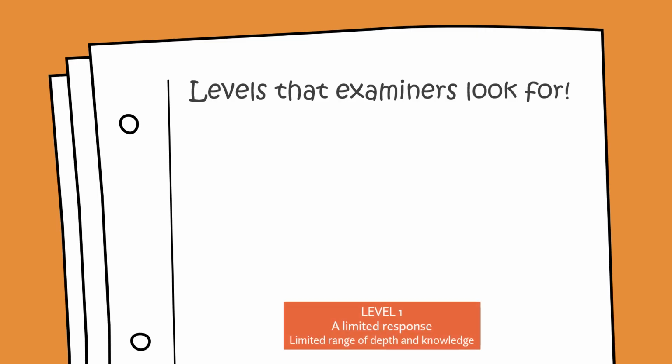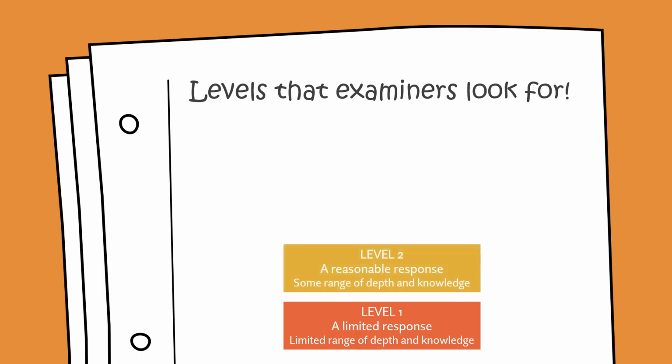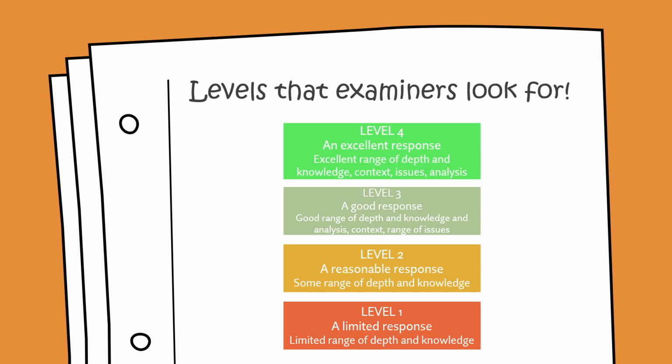A level 1 response on an answer is a limited response with a limited range of depth and knowledge. A level 2 response is a reasonable response with some range of depth and knowledge. A level 3 response is a good response, good range of depth and knowledge, analysis, context and range of issues brought into your answer. And of course level 4, the one you're really looking for, is an excellent response, excellent range of depth, knowledge, context, issues and analysis.